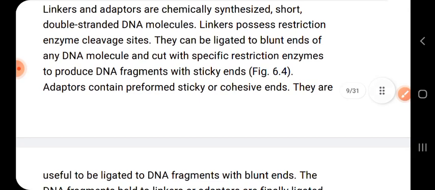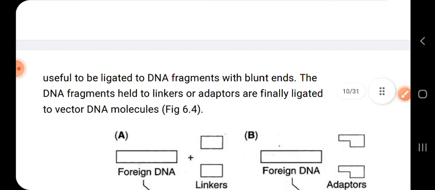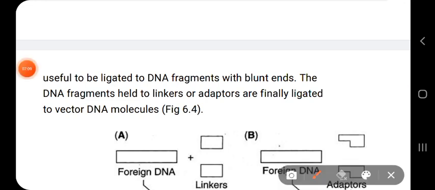So that's why it is written here: adapters contain preformed, already made sticky or cohesive ends, and they are useful to be ligated to the DNA fragment having a blunt end, right? And the DNA fragments joined to linkers or adapters are finally ligated to our desired vector DNA molecule. Okay, so adapters already have one or both sticky ends, depending on what type of foreign DNA we are using.